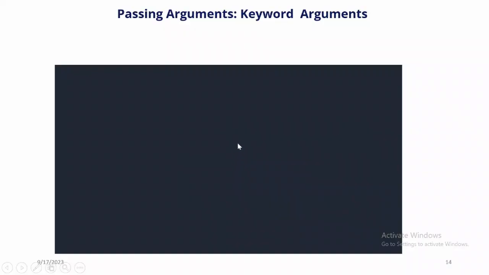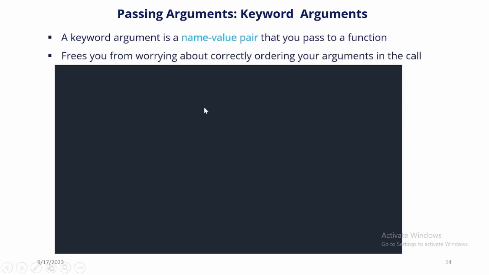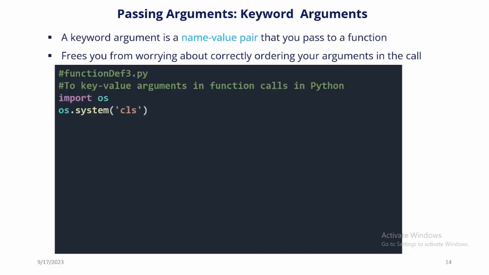Now another way of passing arguments is called keyword arguments. Apart from positional arguments, you can use keyword arguments. So a keyword argument is a name value pair that you pass to a function, and it frees you from worrying about the correct positioning of your arguments in the call. We'll see an example. Function def3.